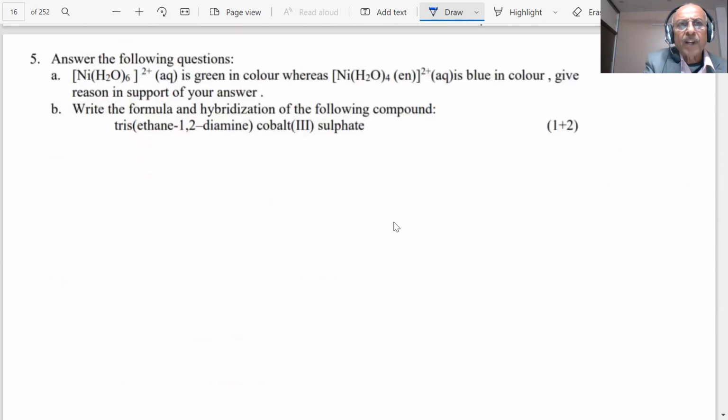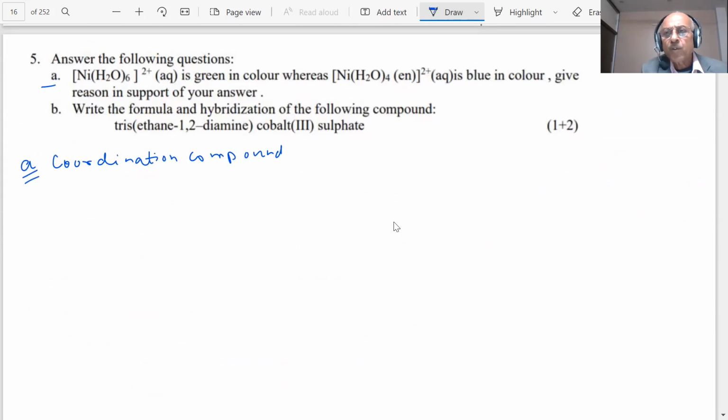Another question is coming, students. Question number 5. Answer the following questions. A. Nickel. These are coming from coordination compounds. You have studied the coordination compounds. The question is, hexa-aqua nickel 2 plus is green in color, whereas this complex which contains en, a strong field ligand, is blue in color. Water is a weak ligand as compared to en.